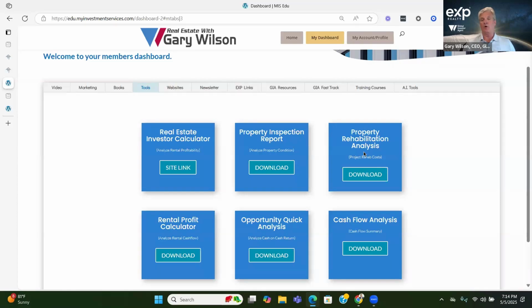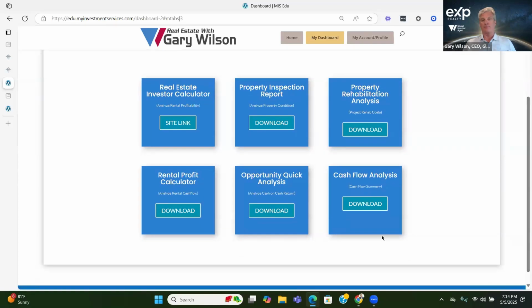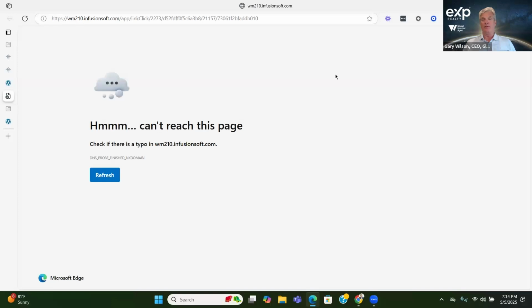The property rehab form is what you use based on what you find in the inspection report. So we covered those a little bit when we went over flipping a few weeks ago. What I really want to focus on is right down here, cash flow analysis. This is the basic form.